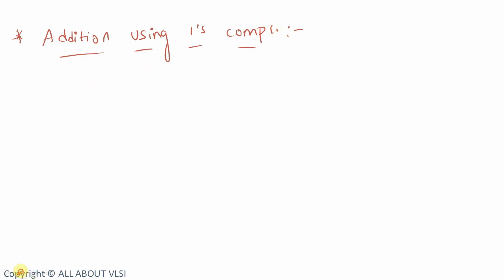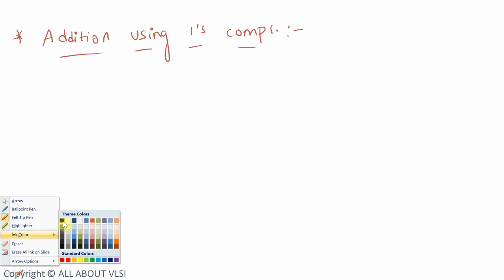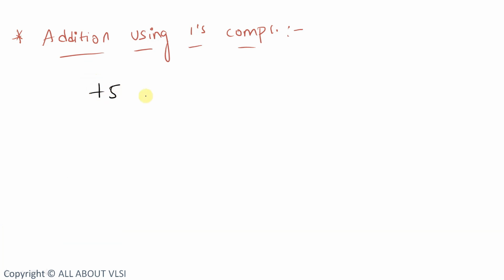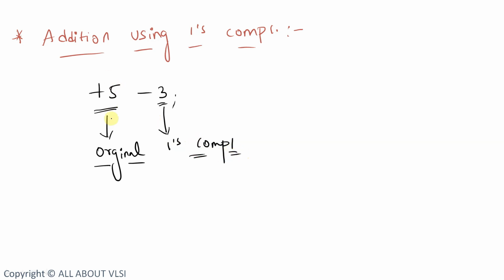Now let us discuss one more concept: addition using 1's complement form of representation. We have some rules that we are going to follow. Let's say we want to perform plus 5 minus 3. You write down the positive numbers as they are; you do not perform any complement on the positive numbers. For negative numbers you perform the 1's complement. So this is nothing but 5 plus the 1's complement of 3.